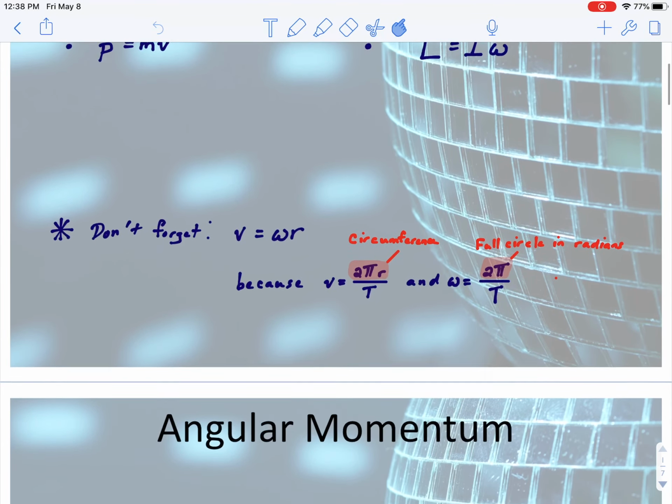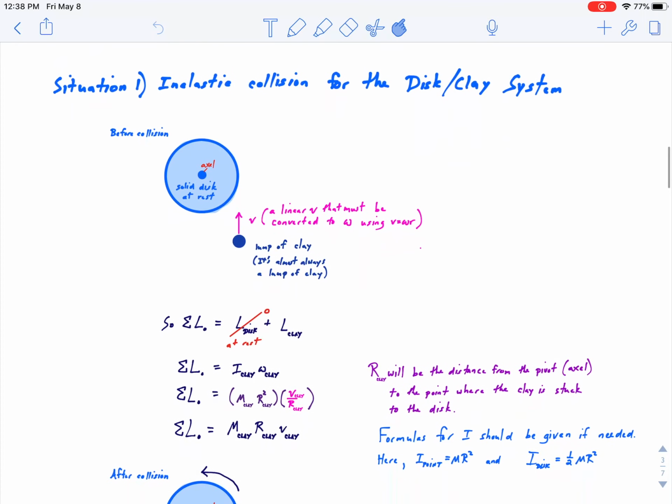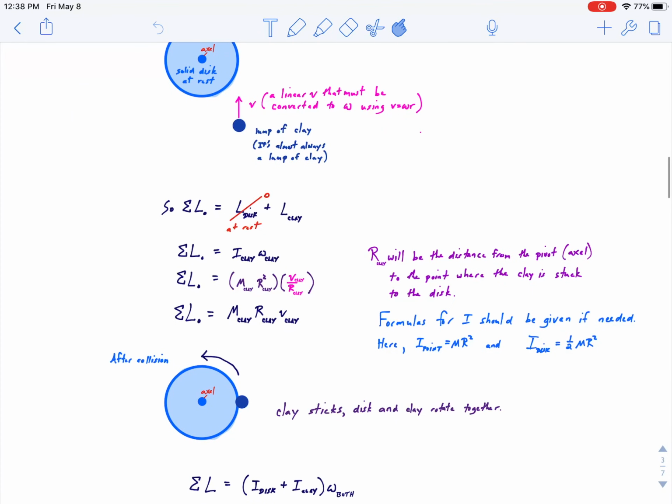that I stressed to you can be kind of important, even though it's not on the AP formula sheet. I also have the formula for a point that is going around an axis in a circular path. That's mr squared. That should be given to you on the AP test. I will note that there is one multiple choice problem in the review where they do not give you these formulas, and they should have done so.